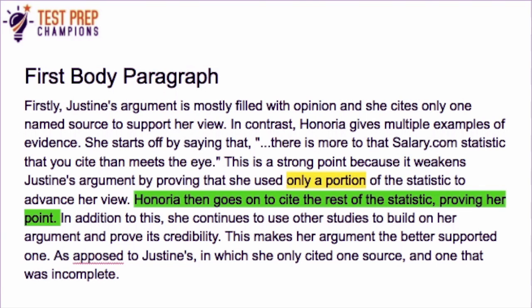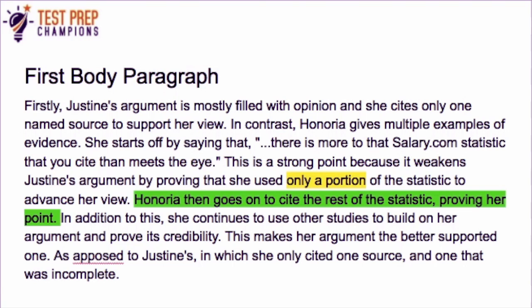So just one way to make this a little bit stronger here would be to just explain exactly what you mean, right? So when you say Honoria goes on to cite the rest of the statistic, you're telling me what happens here, but you're not showing me. So what I mean by telling versus showing is that you're telling me Honoria cites the rest of the statistic, proving her point, right? So what I'd want you to do, maybe add in another quote or just explain a little bit more about this whole issue here, because I really think that this issue you're hitting on about only citing part of the statistic is a really good point that you're bringing up here. So I think you could actually consider framing this whole paragraph just around that fact that Justine didn't use the whole statistic here.